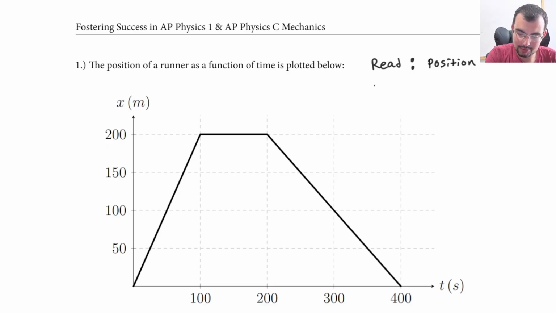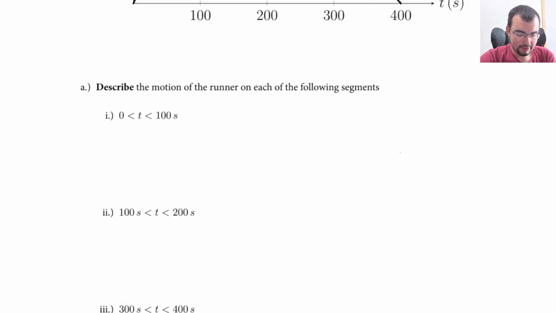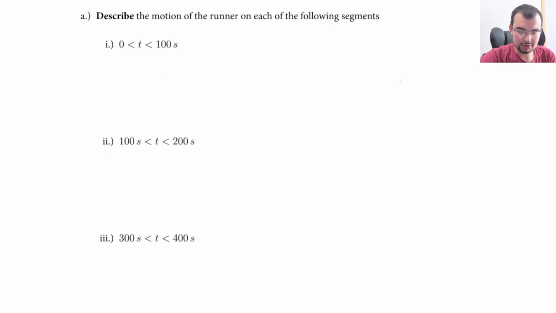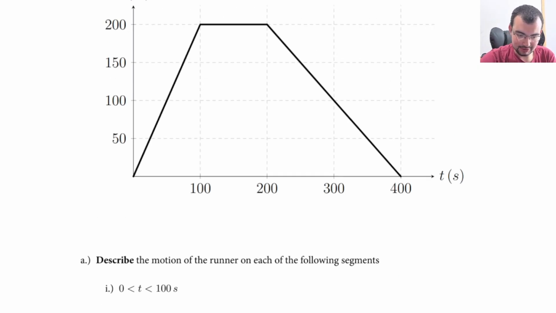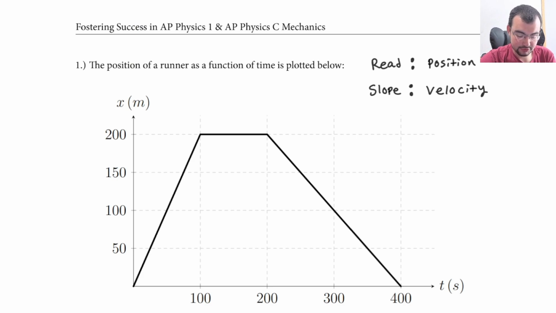But another operation we have access to is the slope. And what's the slope of a position graph? Well, the slope is velocity. So if we're asked about velocity or speed, which is the absolute value, that is a slope question. So we first need to describe the motion of the runner on each of the following segments. So we can see this is clearly like a 3-segment operation.